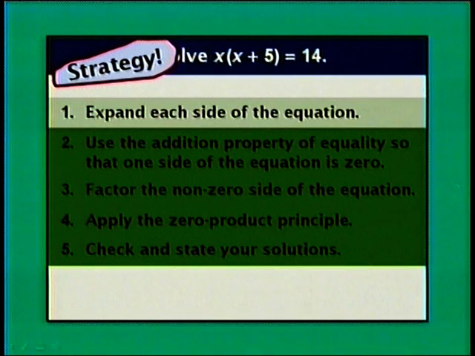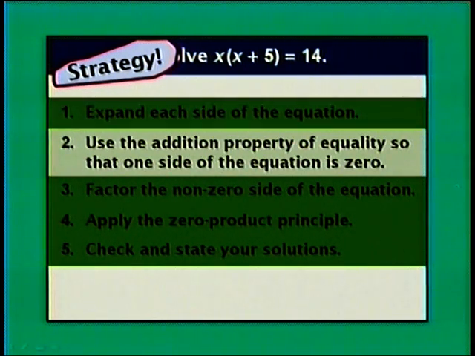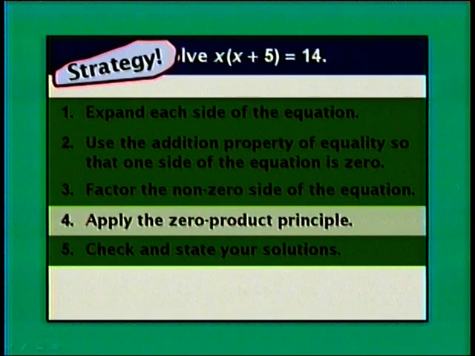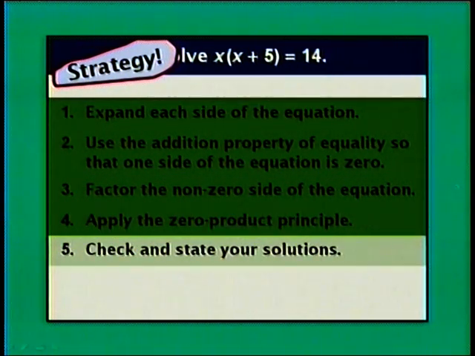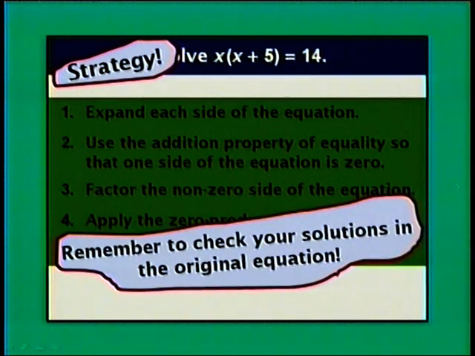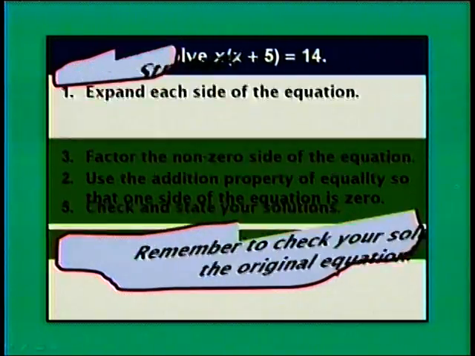We're going to begin by expanding each side of the equation. We're then going to use the addition property of equality so that one side of the equation is 0. Remember, we want a product of 0. Then we want to factor the non-zero side of the equation. We want to apply the zero product principle, and then we want to check and state our solutions. And we need to remember to check our solutions in the original equation. Let's do this several times.